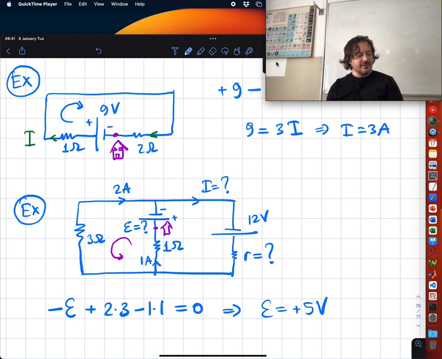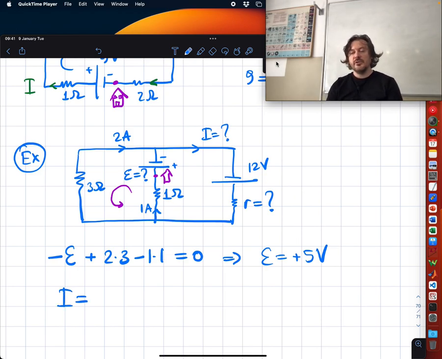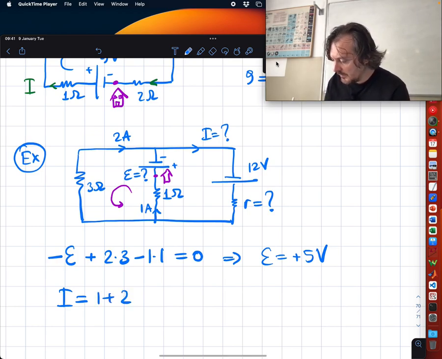I think I cooked up this problem before, and I had the same mistake here, right? But I kept it. Anyways, so how can I find I? Can you tell me? There is 2 and 1 is going in. Yeah, exactly. So Kirchhoff's first rule. So 1 plus 2 must be equal to I. So the current is 3 amperes.